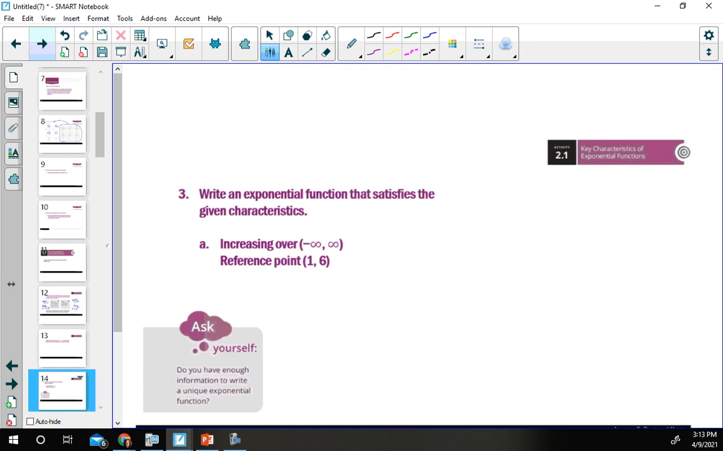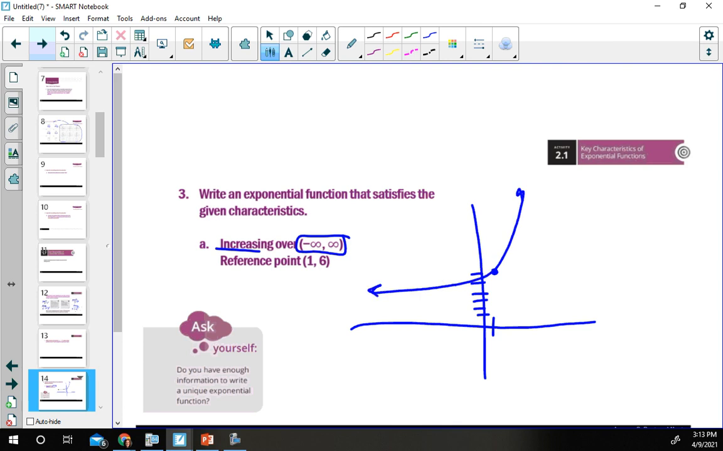All right, so it says write an exponential function that satisfies the given characteristics. So I increase, meaning it needs to go up. Reference point is 1, 6. So I'm going to put that reference point on there first. Okay, so I need to increase through all of my points. Remember, when I do all of my points, I'm going to have that reference point, and I'm going to keep making sure it's uphill.